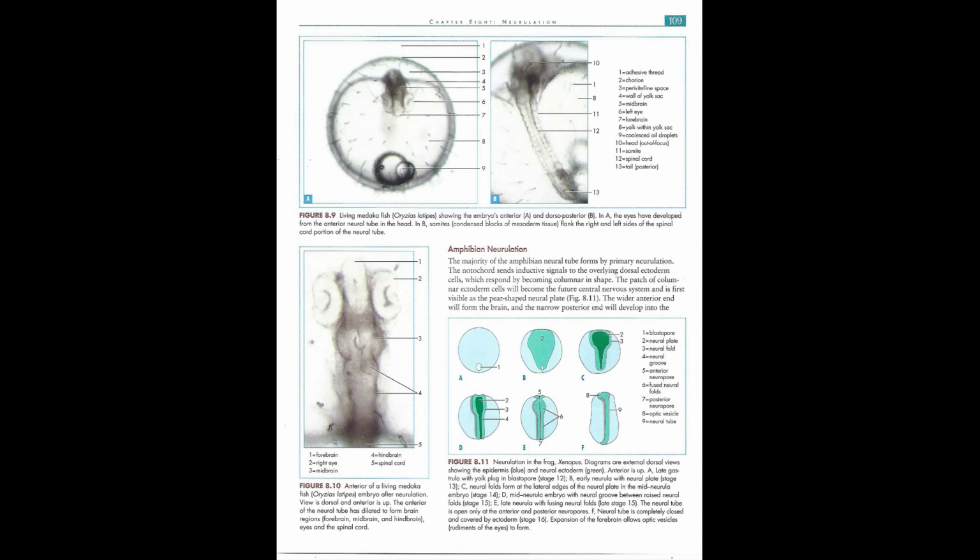Amphibian neurulation. The majority of the amphibian neural tube forms by primary neurulation. The notochord sends inductive signals to the overlying dorsal ectoderm cells, which respond by becoming columnar in shape. The patch of columnar ectoderm cells will become the future central nervous system and is first visible as the pear-shaped neural plate, Fig 8.11. The wider anterior end will form the brain, and the narrow posterior end will develop into the spinal cord.